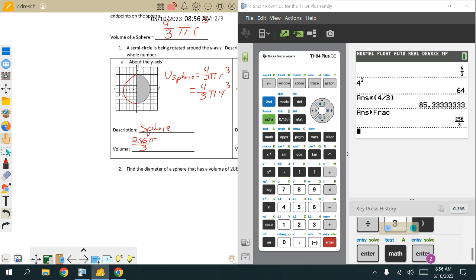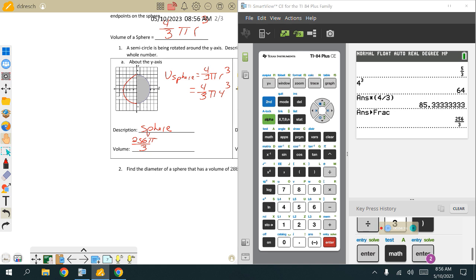Now, if the directions say leave it in terms of pi, that is what we want to see. As I'll pass back the quiz in just a few minutes, I don't remember what the question was, but it was like the second question. Some of you did not give me that. It says in terms of pi, and you gave me the rounded decimal. That's not in terms of pi.